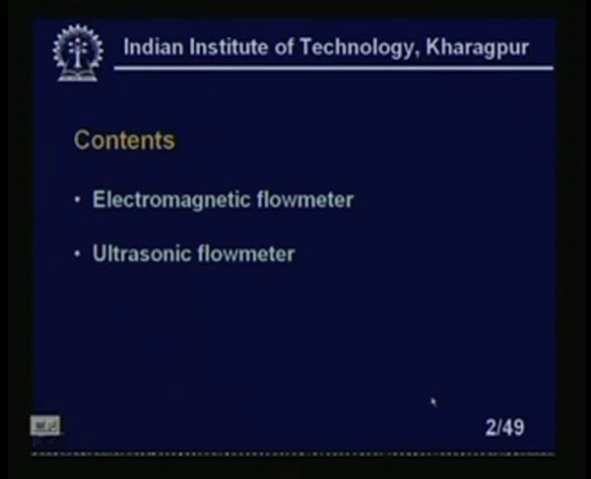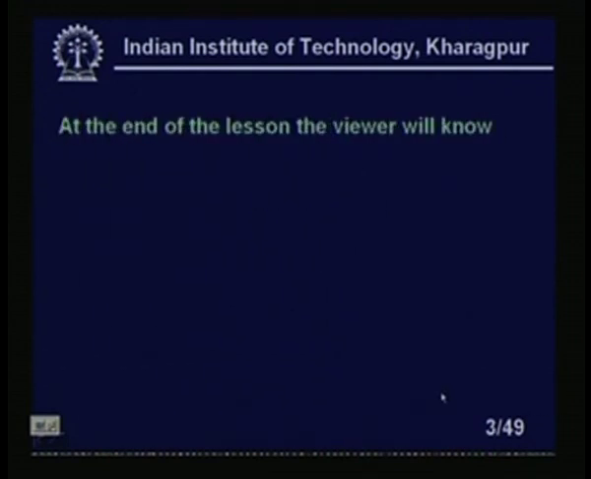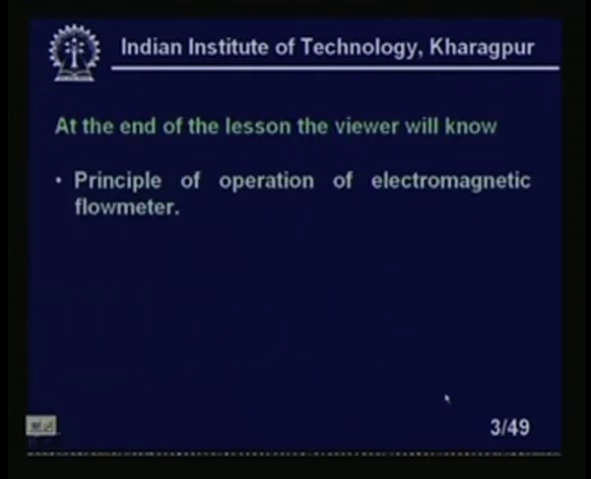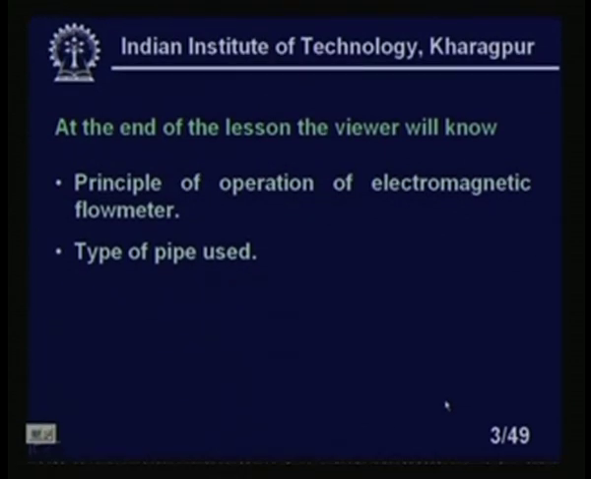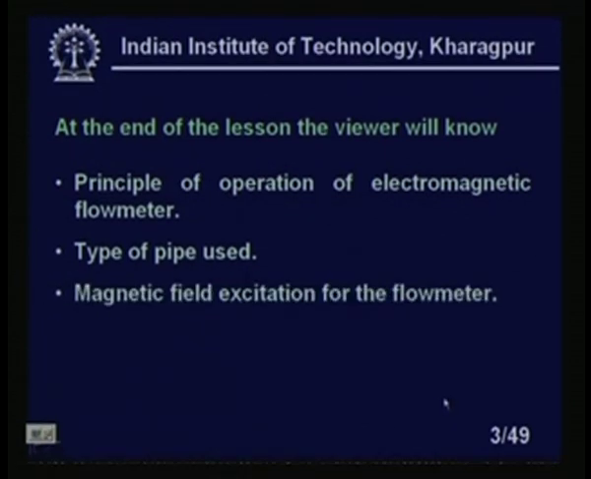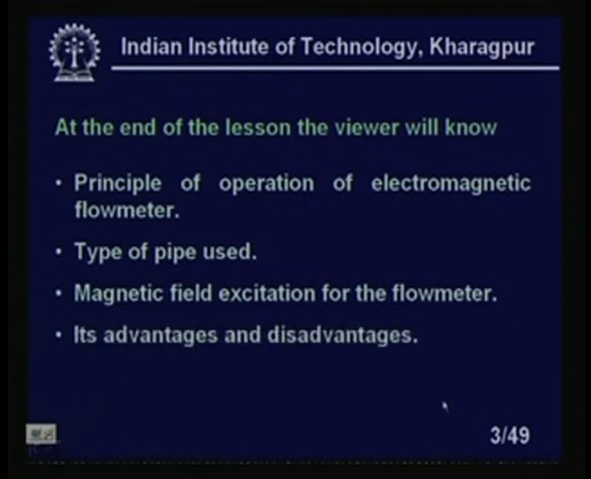Now, let us look at what the viewer will know at the end of this lesson. At the end of the lesson, the viewer will know the principle of operation of electromagnetic flow meter, type of pipe used, because various types of pipe you have to use, the magnetic field excitation for the flow meters, because electromagnetic flow meters need some magnetic field excitation. Then we have its advantages and disadvantages.